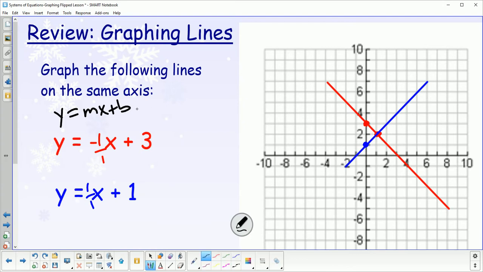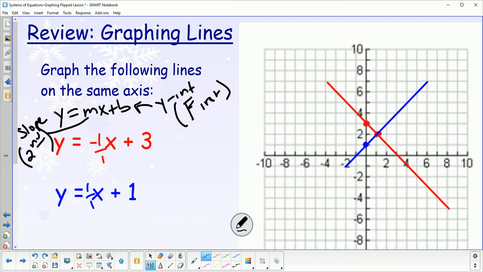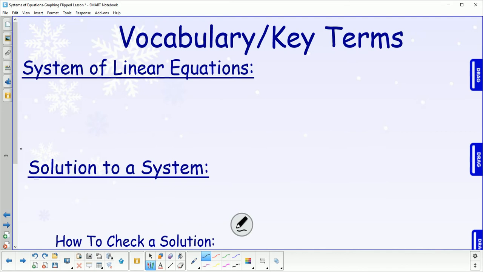Big thing, remember B is your y-intercept, and you're going to do this first, and M is your slope, and you do this second. Okay, so first is y-intercept, second is slope. That's how we're going to graph a line. That gives us 2 points. That's from last semester.